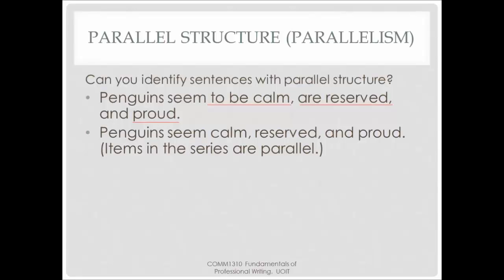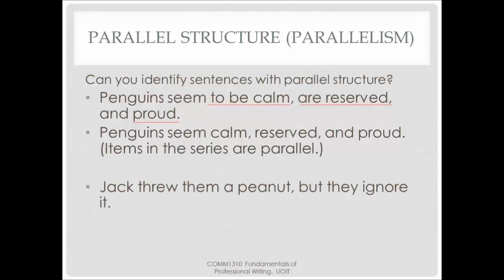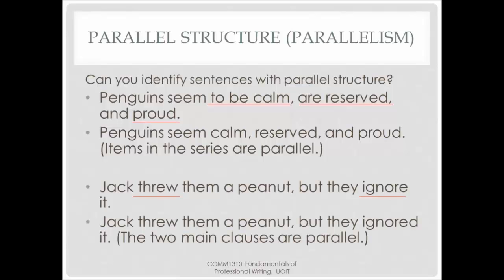Let's look at another example. Jack threw them a peanut, but they ignore it. This sentence is not parallel because the two clauses are in different verb tenses. The first one, threw, is in past tense, and ignore is in present tense. To be parallel, the two clauses must have the same verb tense as seen here. Jack threw them a peanut, but they ignored it.